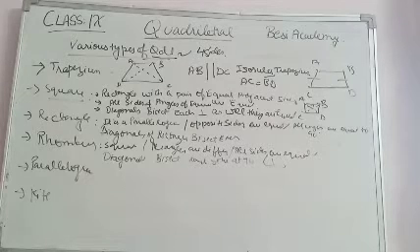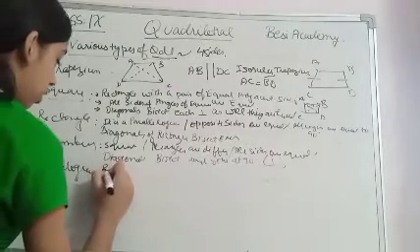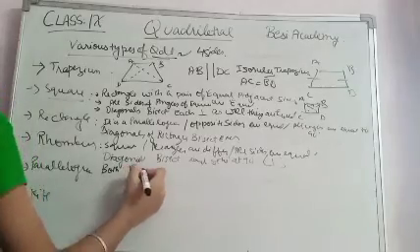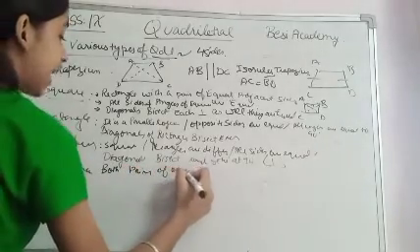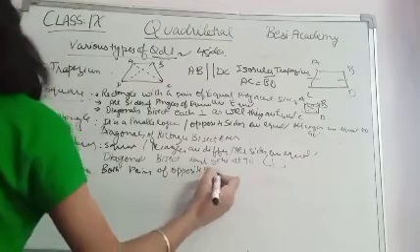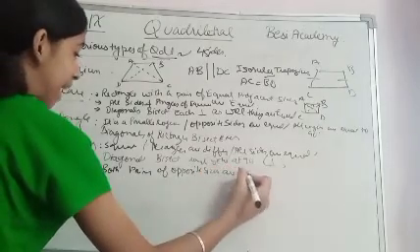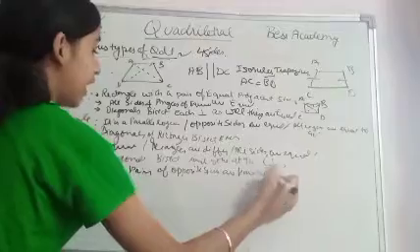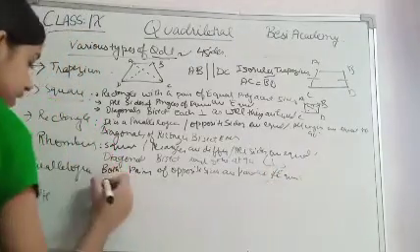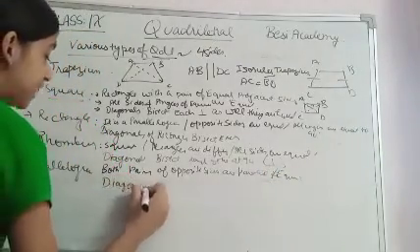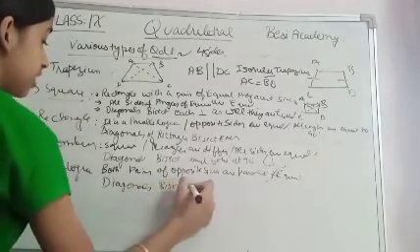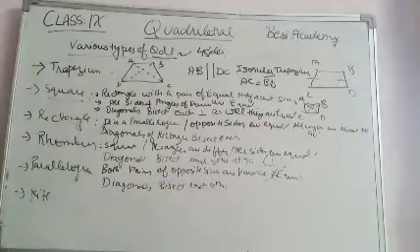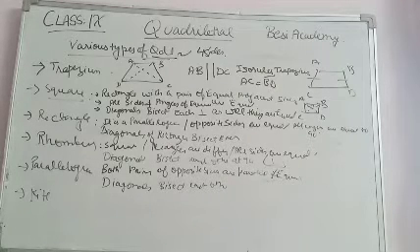And parallelogram. A quadrilateral is a parallelogram if both pairs of opposite sides are parallel as well as equal. The diagonals of a parallelogram bisect each other. A parallelogram can be a rectangle only if its angles are making an angle of 90 degrees.